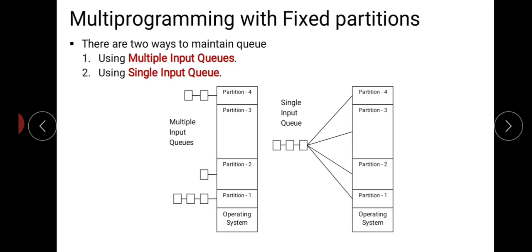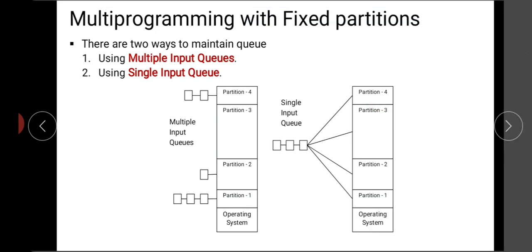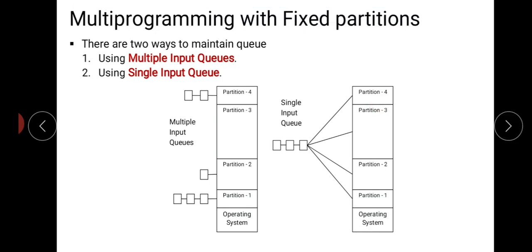Whereas here, only a single queue will be maintained for all the partitions, so all the processes will wait in the single queue. In the other one, there are different queues, where the processes for each partition can wait in that particular queue. So these are the two different ways to maintain the queue for fixed partition. So this is all about our fixed partition.